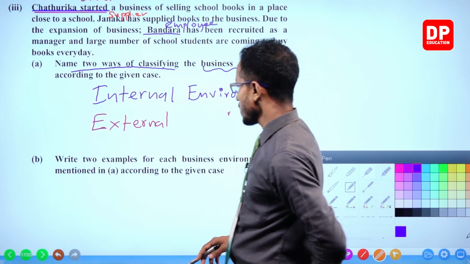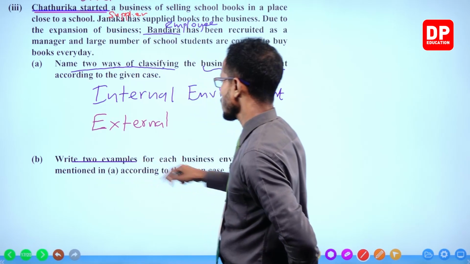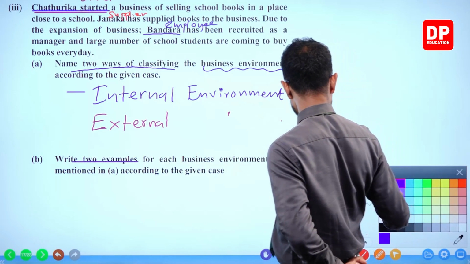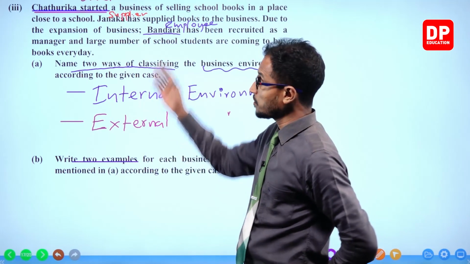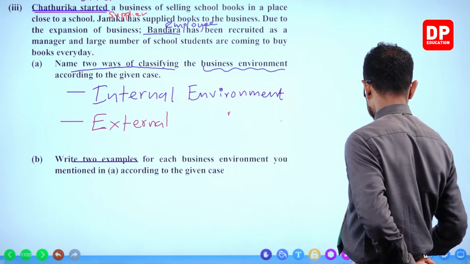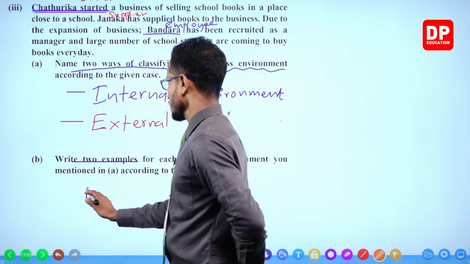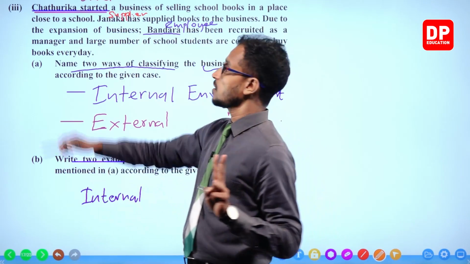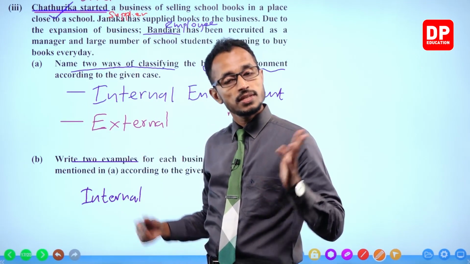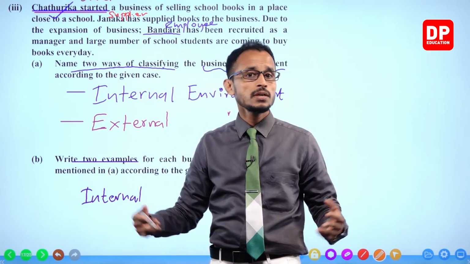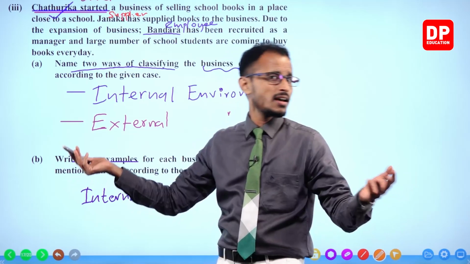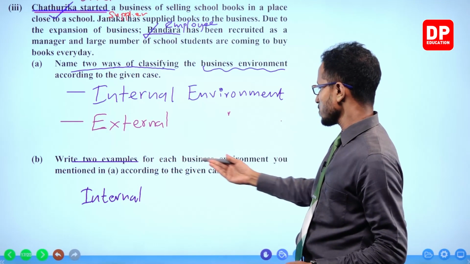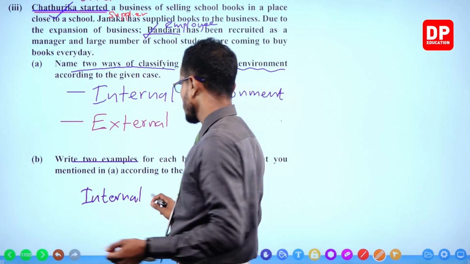First, we have to write examples for internal environment and external environment from the given case. First, examples for internal environment. Oh my god, I marked 2. Owner is internal environment. She is in the internal environment. Employee also is in the internal environment. Those are the examples for each business environment.